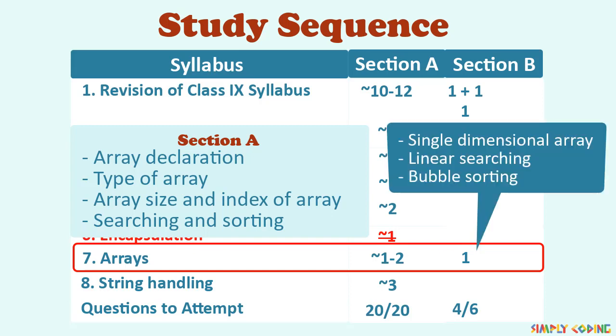There is one program on arrays in Section B. Array programs are actually very simple. The programs are on single-dimensional arrays: finding sum, average, max, min, using multiple arrays, linear search, and bubble sorting. Since Section B has choice, you can skip learning array programs only if you have studied other chapters well.